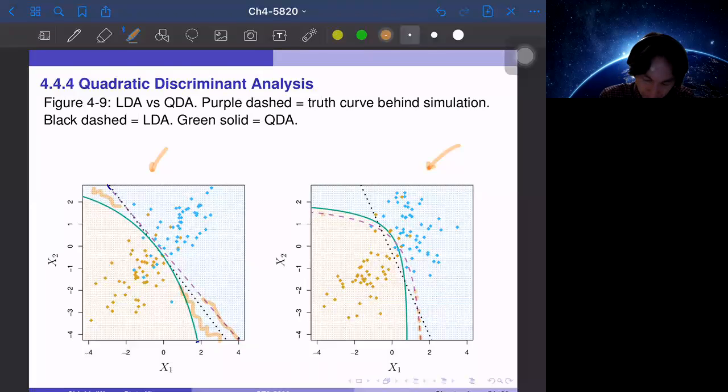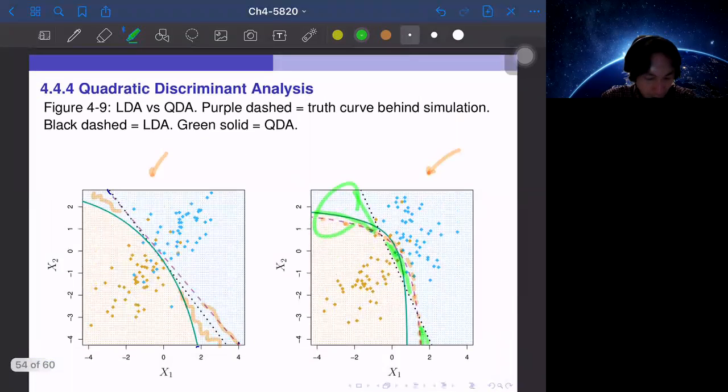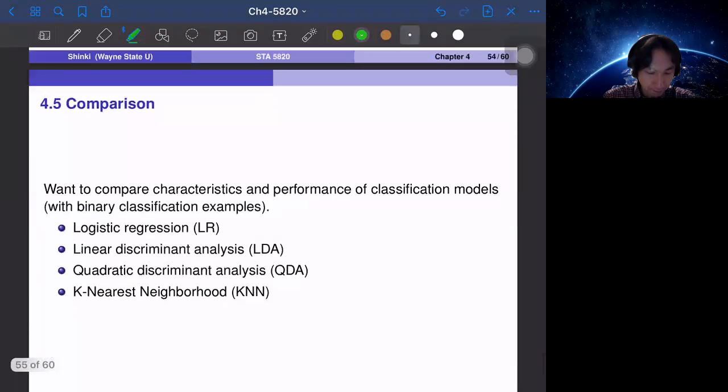So this one. If we use LDA, it misspecifies the situation, and this part and this part and this part are not correct. But QDA is more reasonable, especially around this area. So it depends on the data. It depends on the underlying truth, whether LDA or QDA is better.